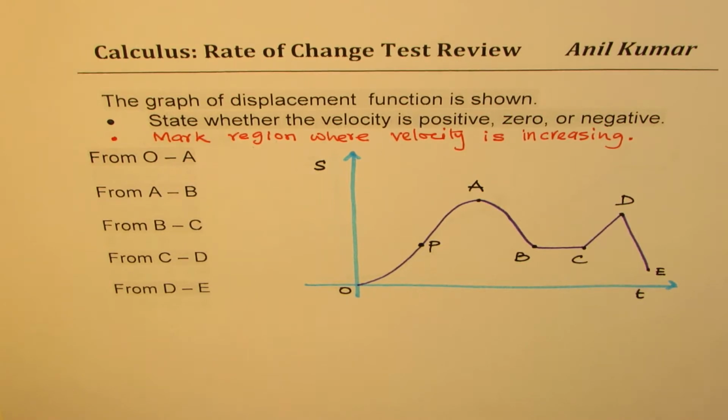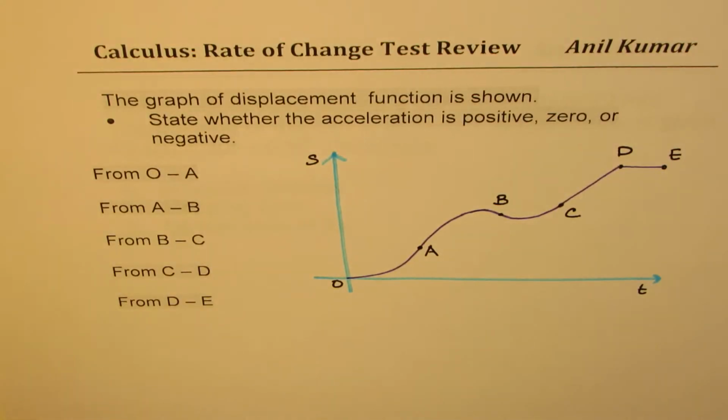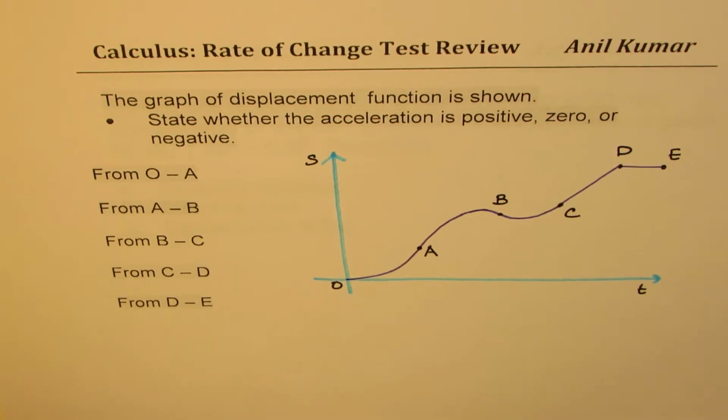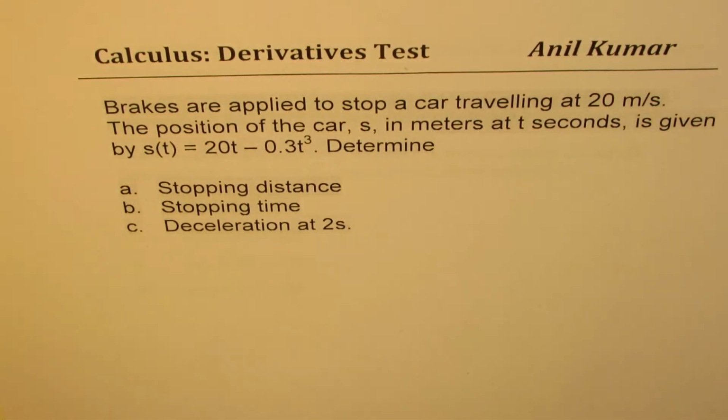In the first question, we are given the graph of displacement or position. We need to find where the velocity is positive, 0 or negative. Then we'll analyze the displacement graph and work out where is the acceleration positive, negative or 0. Then we'll have few word problems based on rate of change.